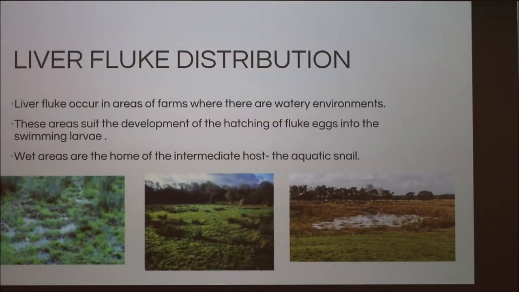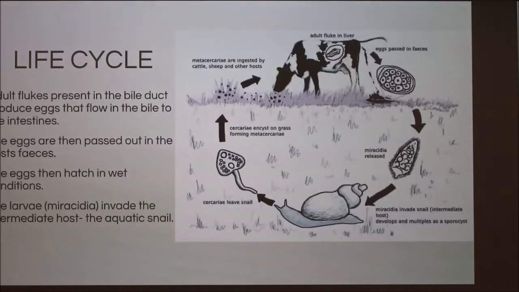Liver flukes occur in areas and farms where there are watery environments, as these areas suit the development of the hatching fluke eggs into swimming larvae, and they're also the home of the intermediate host, the aquatic snail.